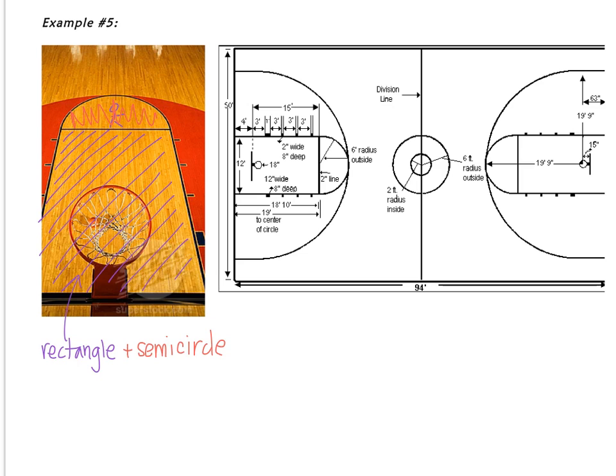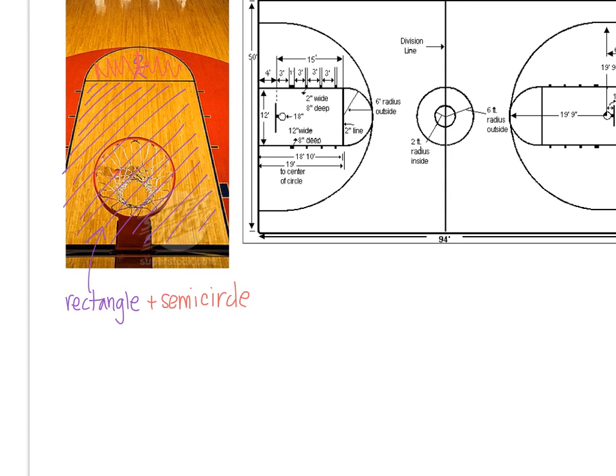So to find the total area, I have to find the area of the rectangle plus the area of that semicircle. So the area of a rectangle, as we all know, is base times height. And then for a semicircle, I'm going to want you guys to figure out on your own how to find the area of the semicircle. So let's take a look at this picture here on the right, which gives us a ton of different dimensions of a basketball court. We want to find this piece, this rectangle plus this semicircle. So let's go ahead and find the area of the rectangle.